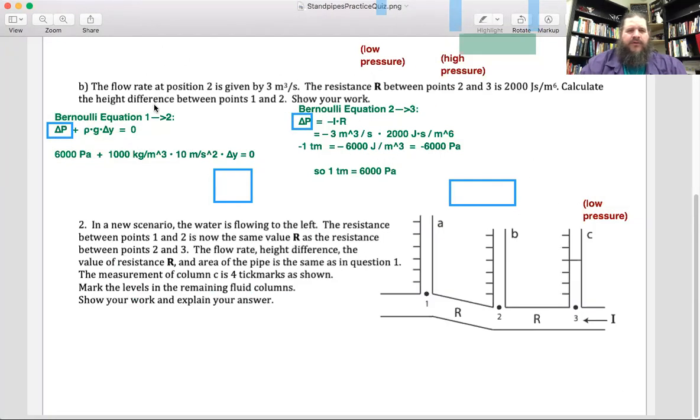And C still has 4 tick marks of pressure. So if we still have 4 tick marks of pressure for C, we want to figure out what happens when we go from C to B and from B to A. However, we're keeping the same amount of resistance. From 3 to 2 is still the same resistance as from 2 to 3. We're just reversing the direction of current. If the same amount of current flows through the same pipe resistance, what's going to happen to pressure from 3 to 2?